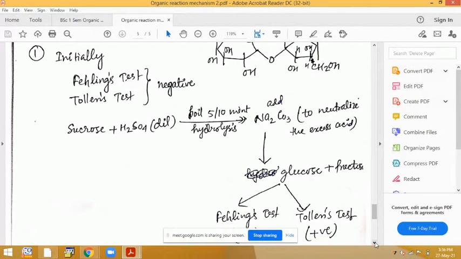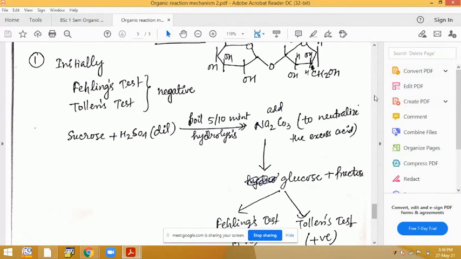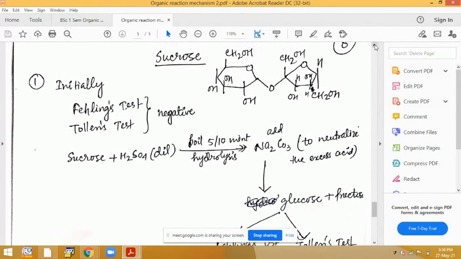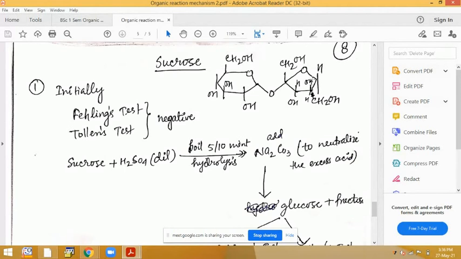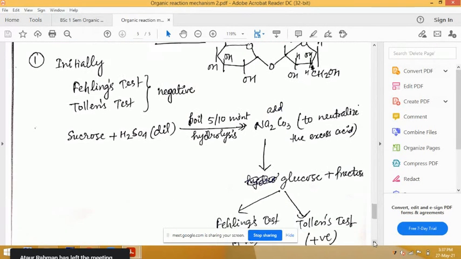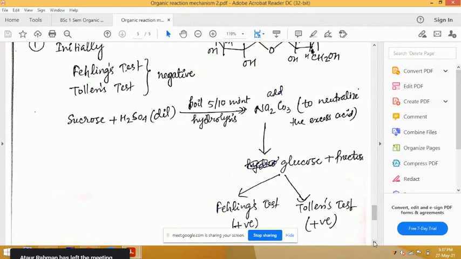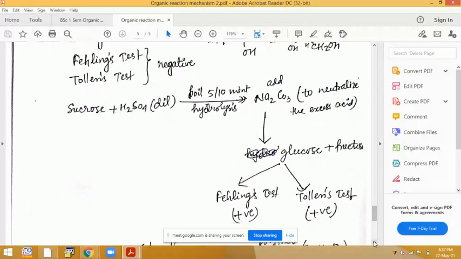And why is this so? Because in the first case, when the sucrose is in its original form, it does not react with Fehling's as well as Tollens reagent. But when you add H2SO4 and boil for 5 minutes, this H2SO4 hydrolyzes this ring. That means it breaks this glycosidic O bond and forms glucose and fructose. Now your glucose is in free form, which shows the Fehling's test and Tollens test. So for the sucrose test, first you have to break this sucrose into glucose and fructose, and we know glucose shows these two tests positive. So from here we can say that our compound is sucrose.